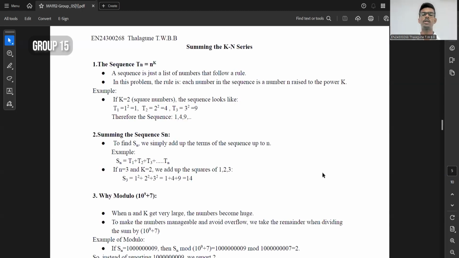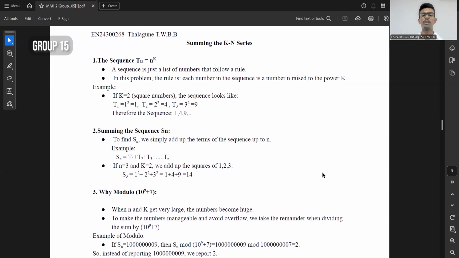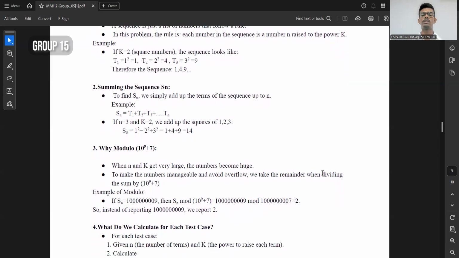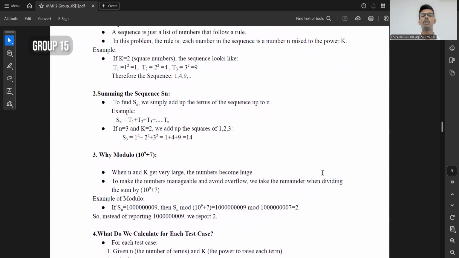First, what is the sequence Tn equals n to the power k? It's a list of numbers where each term is calculated by raising n to the power k. For example, if k is equal to 2, we get square numbers, which gives us 1, 4, 9, and so on. To find the sum of these terms, we calculate Sn equals T1 plus T2, adding up to Tn. For instance, if n equals 3 and k is equal to 2, the sum becomes 14.